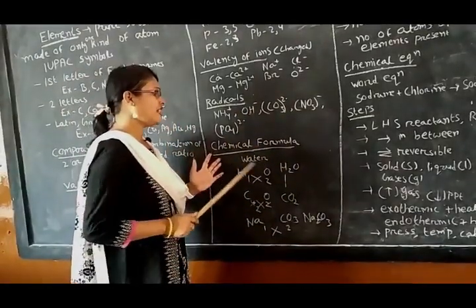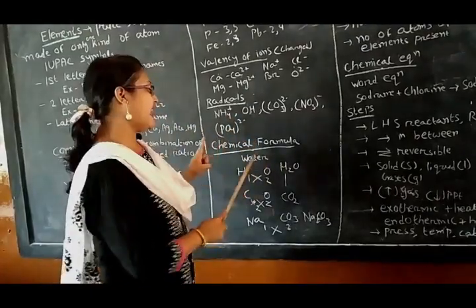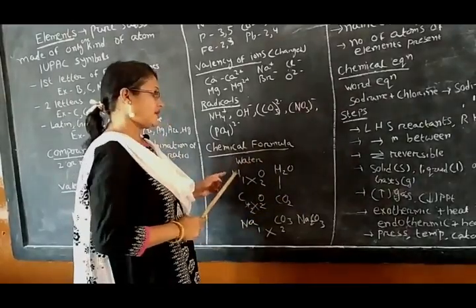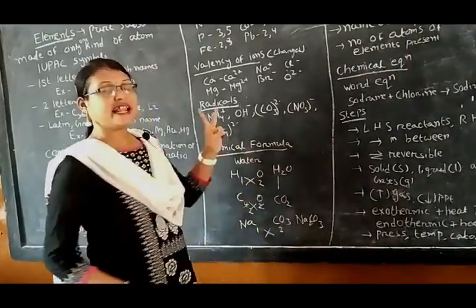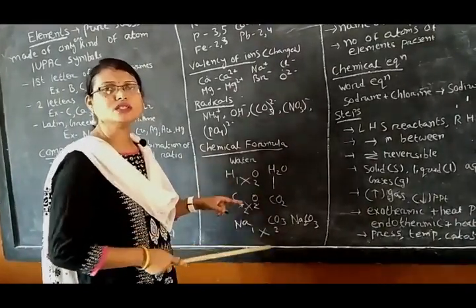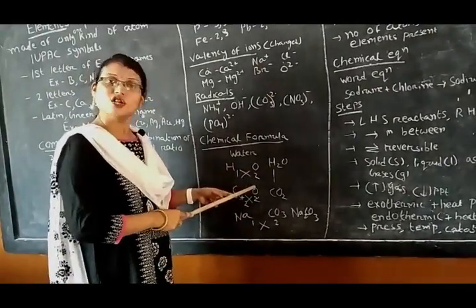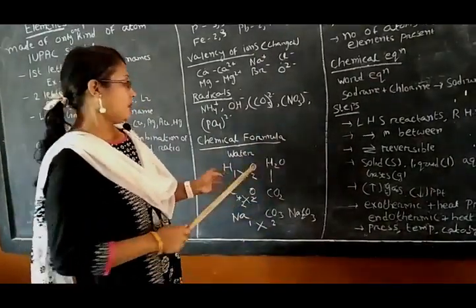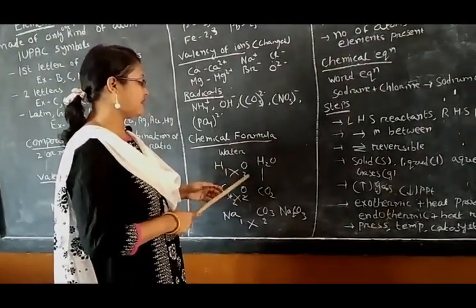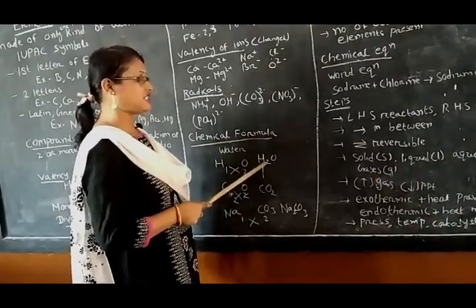Suppose, for an example, water. The first step is to write the elements of that compound. What are the elements of water? Hydrogen and oxygen. Next step, we have to write the valency of both. What is the valency of hydrogen? It is 1. Of oxygen it is 2. Next, we have to interchange the valency. This 1 will be written here, this 2 will be written here. So the formula becomes H2O.